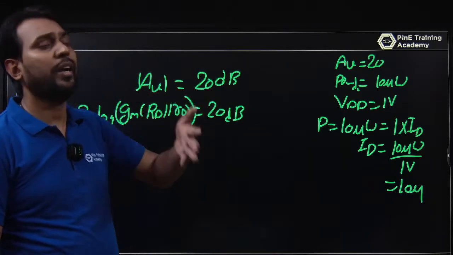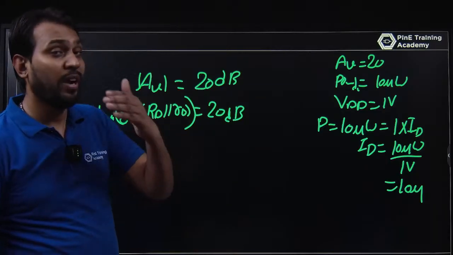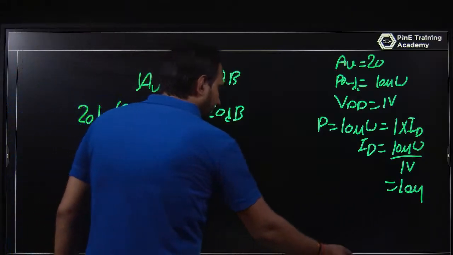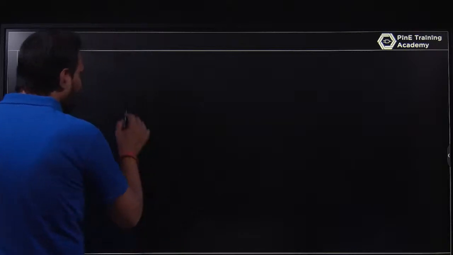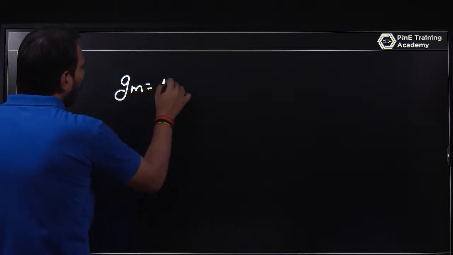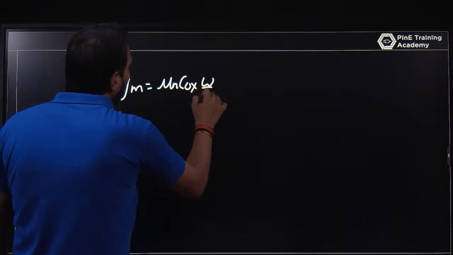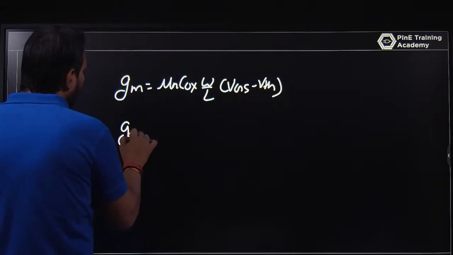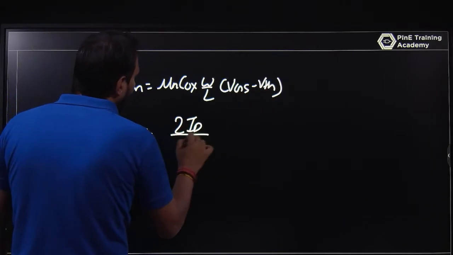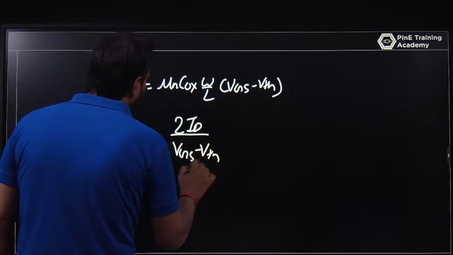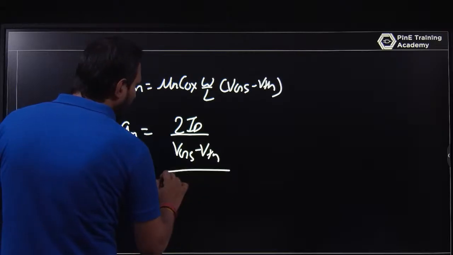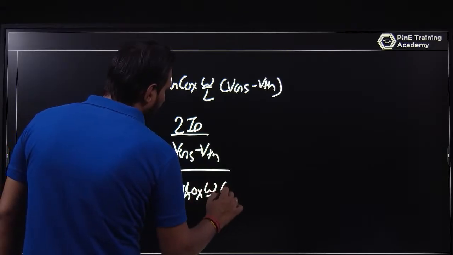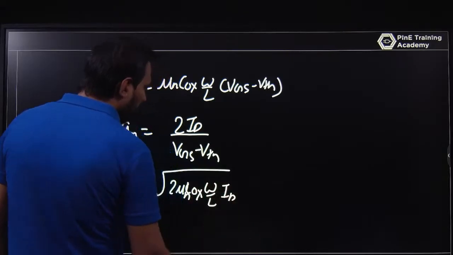If you know the current, you can determine the transconductance, because we have different formulas of the transconductance. We have 3 formulas. What are those 3 formulas? GM is equal to mu n COX W by L times VGS minus VTH. GM is equal to 2ID upon VGS minus VTH. GM is equal to under root of 2 mu n COX W by L ID.